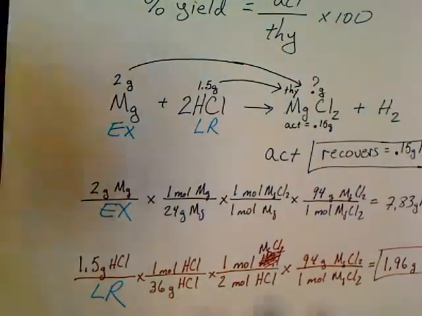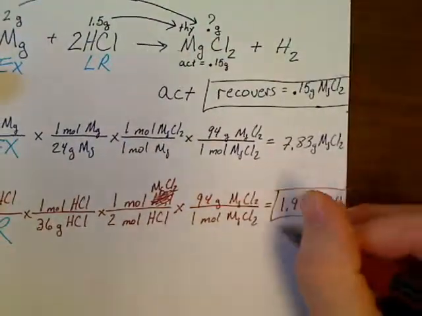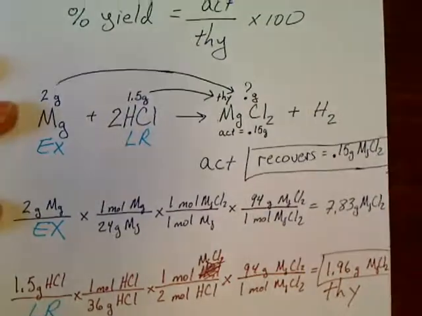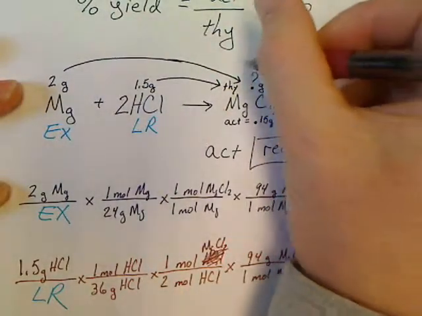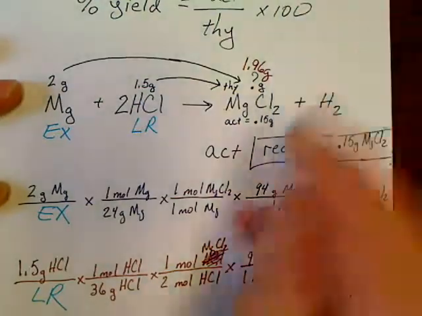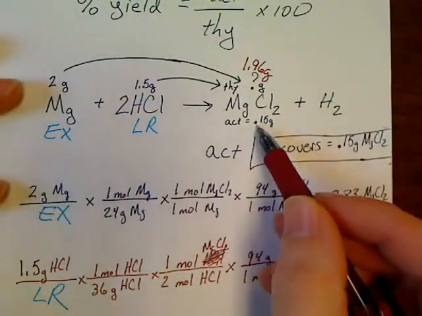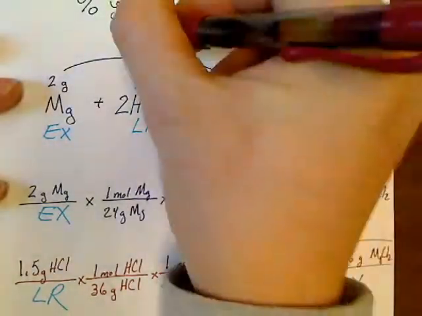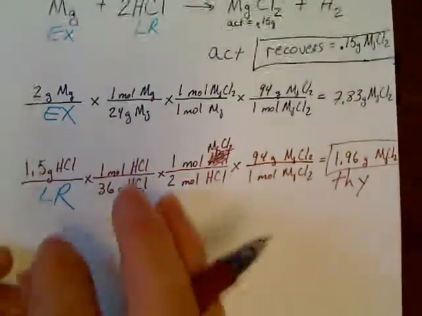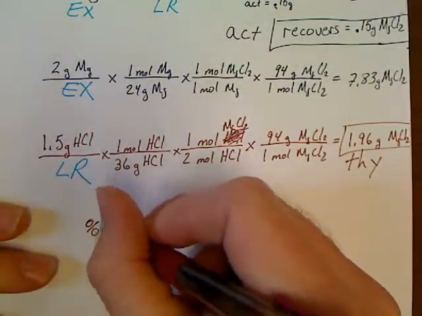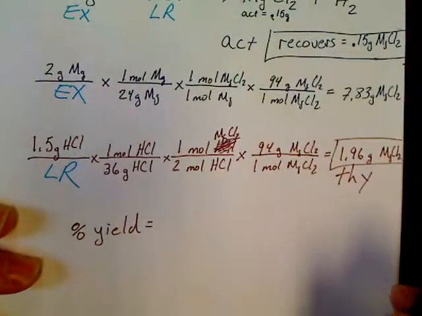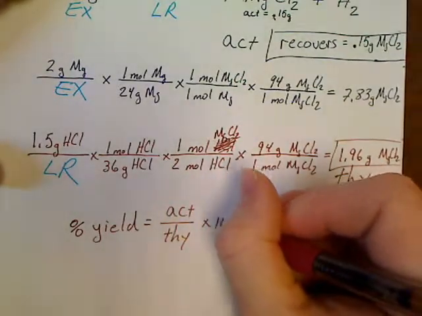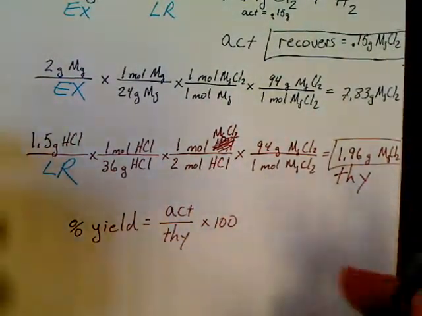And now here's what it's going to tell me before I do this problem. That is my theoretical. So in this problem, I should have made 1.96 grams of MgCl2. But it says somebody in lab only recovered 0.15. So what is the percent yield in this problem? Well, percent yield equals, and I'm going to write the equation again, actual over the theoretical times 100. And this is your most basic percent yield question.